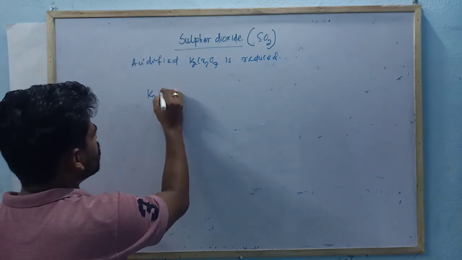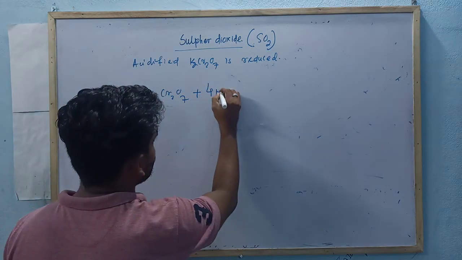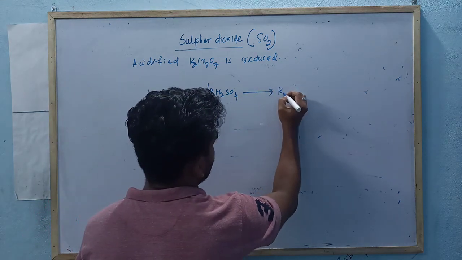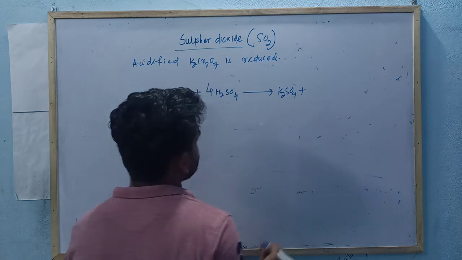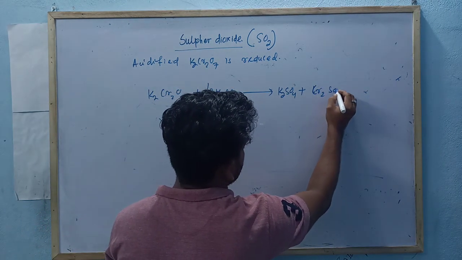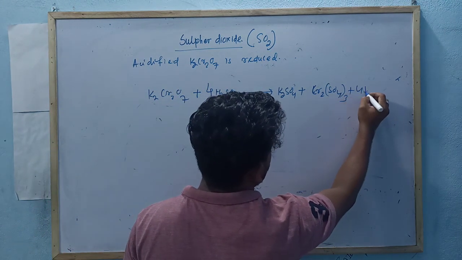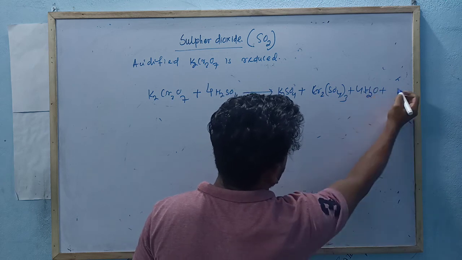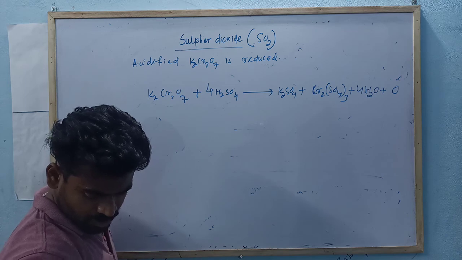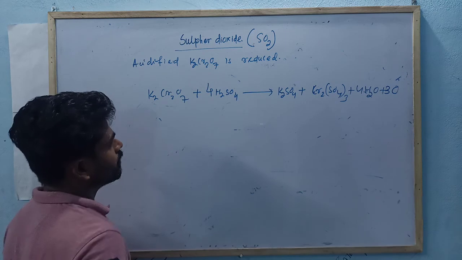So K2Cr2O7 plus 4H2SO4 giving rise to K2SO4 plus Cr2(SO4)3, okay, plus 4H2O plus nascent oxygen. So there will be liberation of your 3 nascent oxygens. 3 nascent oxygens will be there.